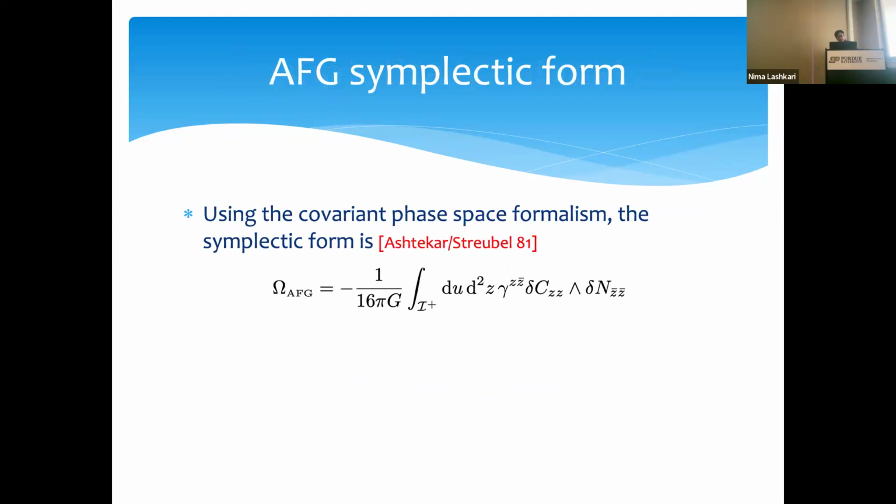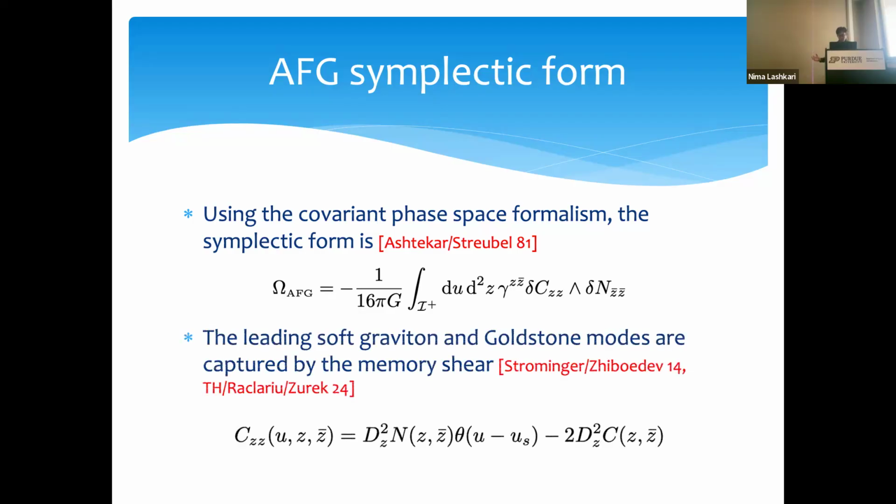Now, using the covariant phase space formalism, again, you can determine what are the degrees of freedom associated to these asymptotically flat spacetimes. This was worked out first by Ashtekar and Streubel back in '81. And what you see is that the symplectic partners are CZZ and NZZ. To draw an analogy with quantum mechanics, if you associate CZZ with the position, NZZ is roughly speaking the time derivative of CZZ, that is the momentum. But this is a symplectic form for not just the soft degrees of freedom. What we care about is only the soft degrees of freedom.